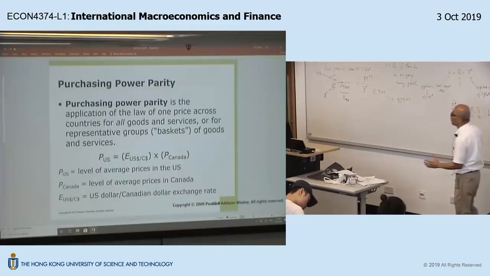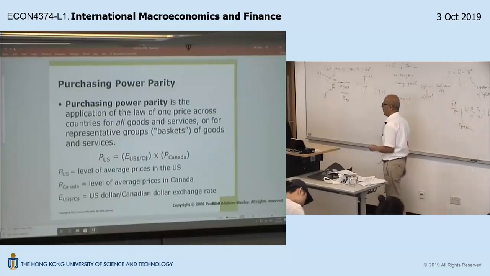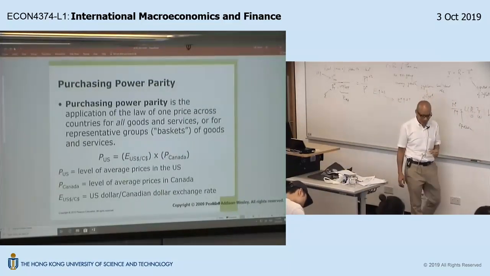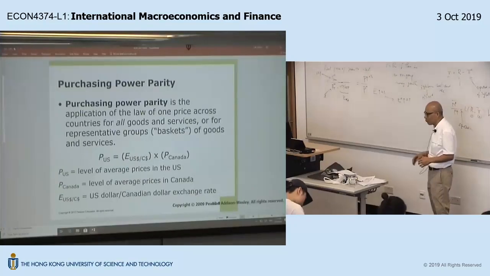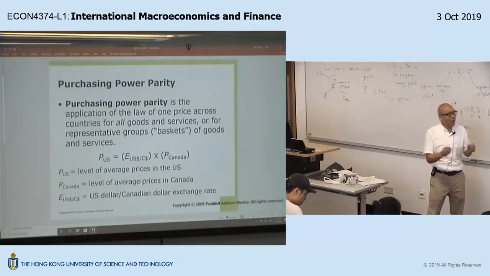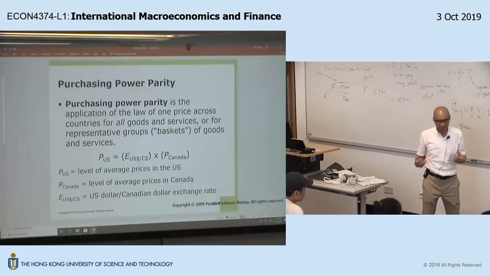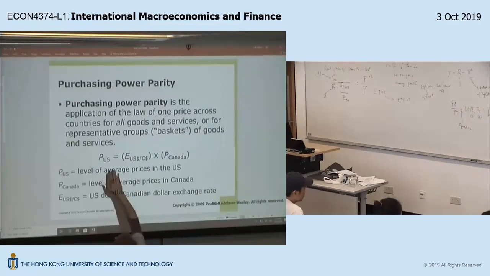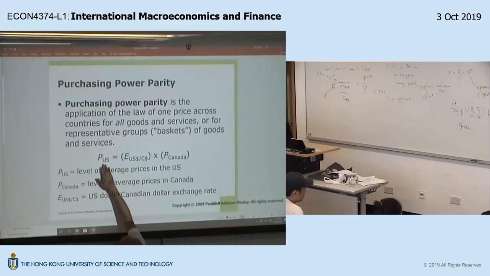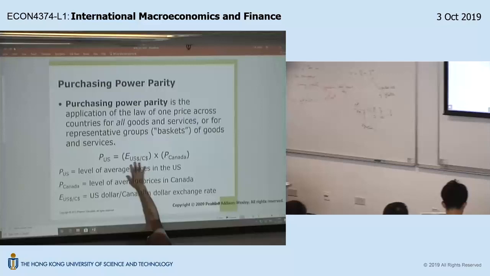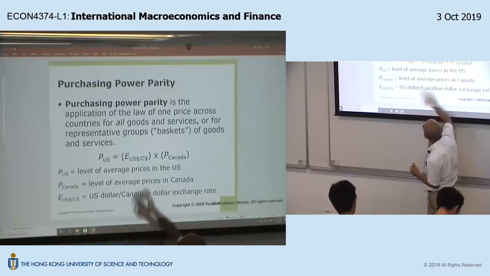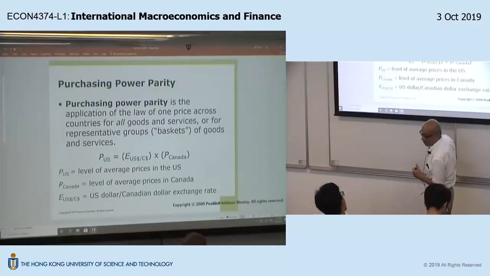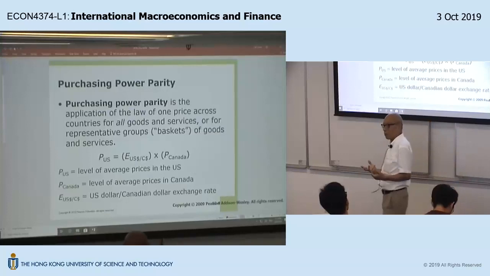Absolute PPP doesn't hold. Okay, let's think about something and see whether this makes sense. We know absolute PPP probably doesn't hold. But what about a weaker version of this? How about looking at the change? Suppose the percentage change of this is equal to the percentage change of that. This is a weaker version of purchasing power parity, and it's called relative PPP.